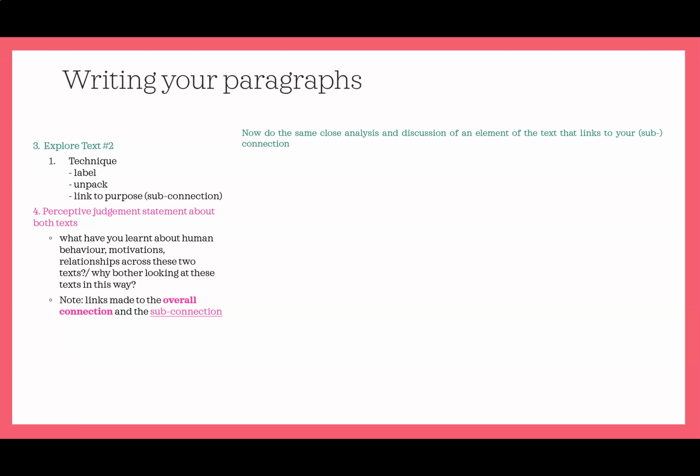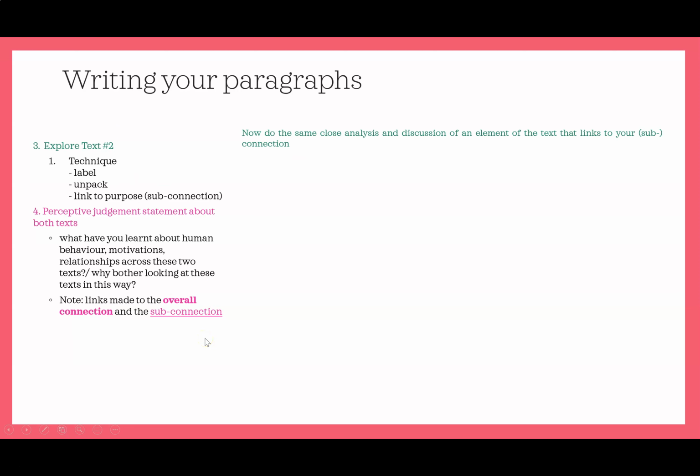Now, what's really important is how that bit of analysis comes together in your discussion at the end of that paragraph. So that's where you're discussing that connection. And so those have to be perceptive judgment statements about both texts, and that's really important. It's got to be about both texts. You can't just look at them individually. You've just done that, looked at them individually, and now is the time to look at them together and under that connection. So what have you learned about human behavior and motivations and relationships? And also, again, why bother looking at these texts in this way? Note that it is useful to make a link to the overall connection and the sub-connections.